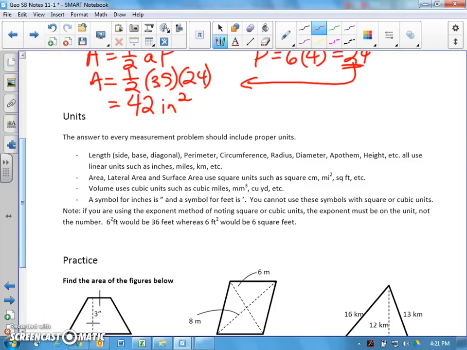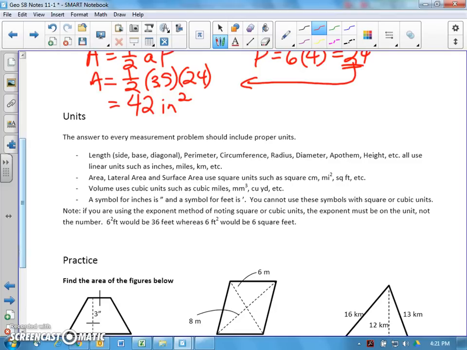You can't use those marks, however, if you have square inches or square feet, because it just doesn't look right. Also, make sure when you're using the exponent for your square inches or cubic inches that you put it on the inches or whatever unit you have.